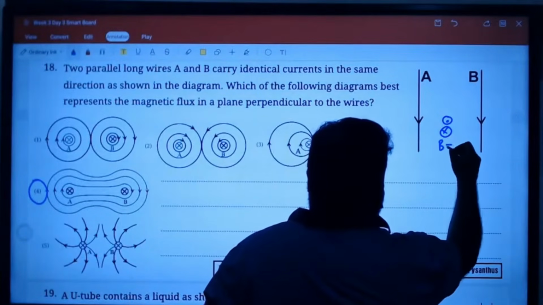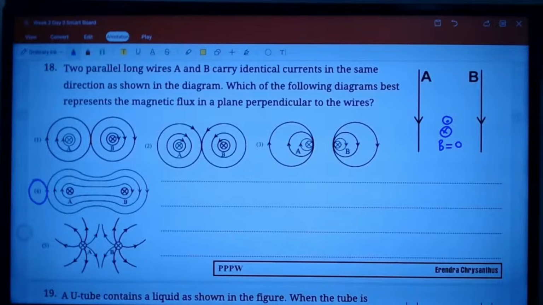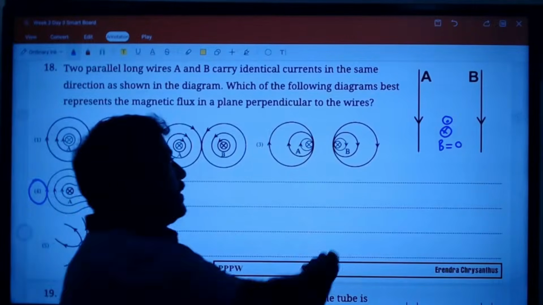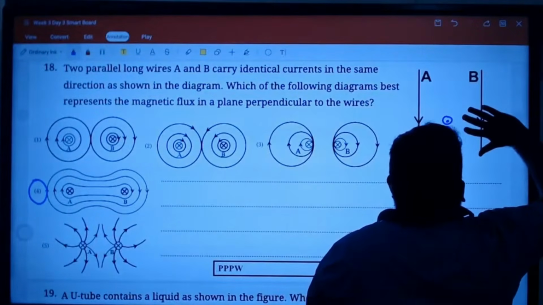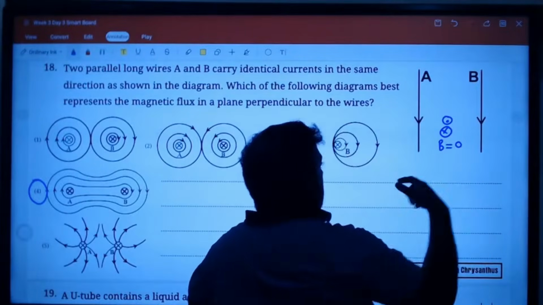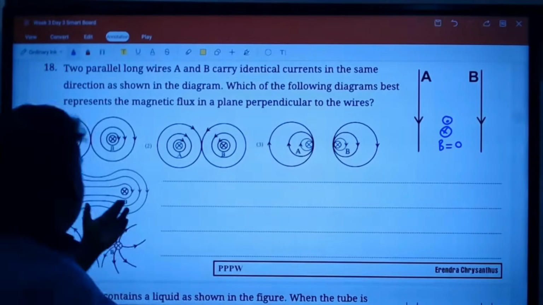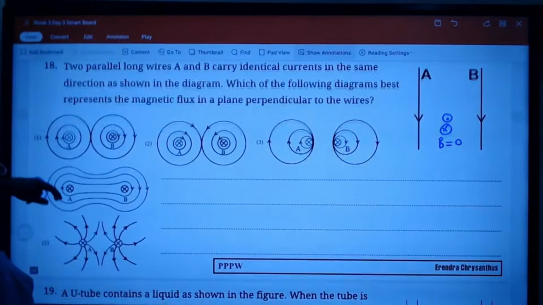Here, resultant magnetic field 0. Current there, field outwards. Current there, field inwards. Outwards and inwards cancel off, magnetic field 0. Only this graph is correct. Right.